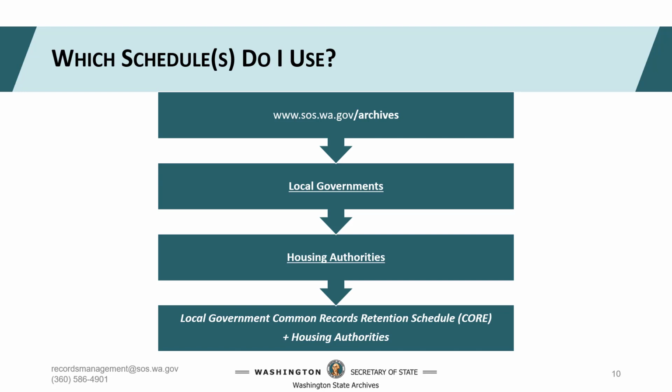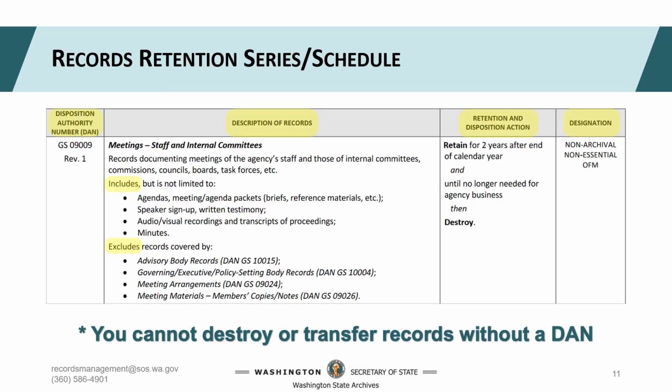Aside from retention schedules, you can access resources and guidance specific to your agency from your landing page. We offer countless advice sheets and guidance that can help any agency representative manage their records. This is a screenshot of one record series, meetings, staff, and internal committees that you'll find in CORE and the State General Schedule. Retention schedules are lists of record types an agency manages, much like any list you create or use in your work.